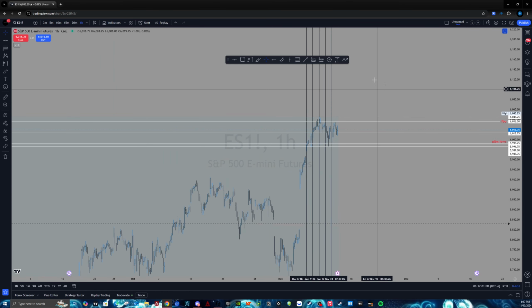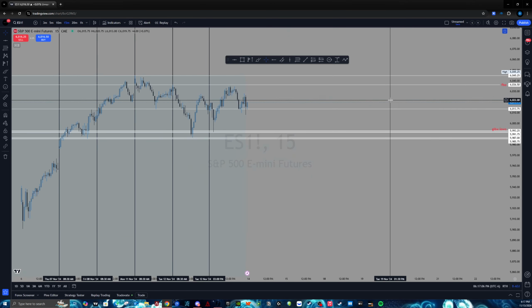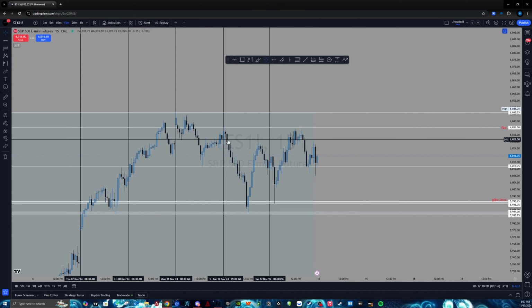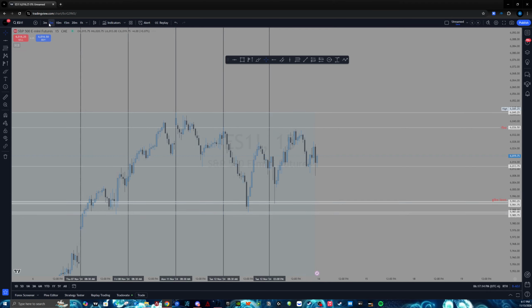But again, we're still in an uptrend. There's no reason to fight this, but also just be careful at what you're looking for. But the less trades, the better. It's really hard to sit in front of a computer all day and not want to take stupid trades or not want to scalp or whatever.